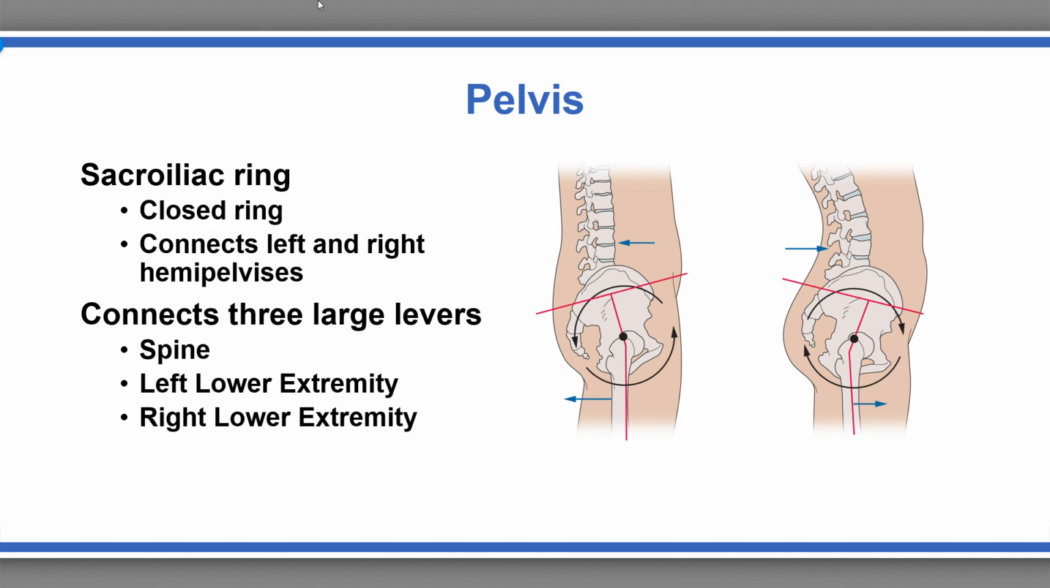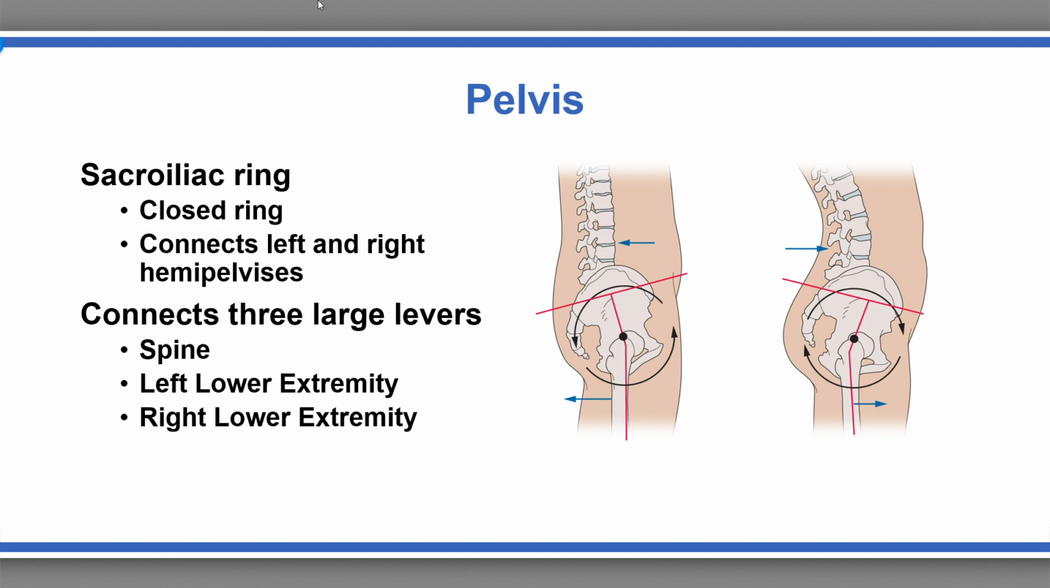Now, the pelvis is a platform to which 3 large levers are attached. These levers are the spine and 2 lower extremities. Because of these direct attachments of these segments to the pelvis, they have direct impact on the pelvis, and likewise the pelvis can influence the function of these various segments. When we take the pelvis, the lumbar vertebrae, and the hip joint together, it is referred to as the lumbopelvic hip complex.